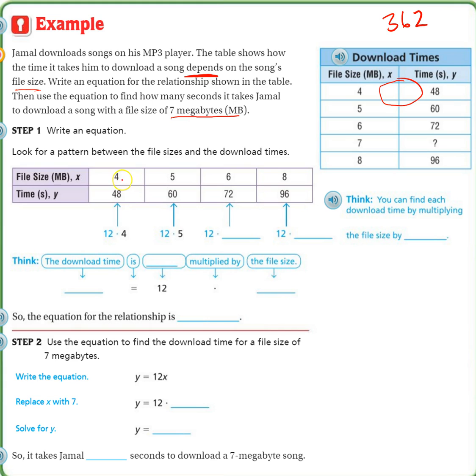And you'll see here, they took the 4 megabytes and multiplied it by 12 and saw that that would give you 48. Then they took the 5 megabytes and multiplied that by 12 and said, yep, that also will give you 60. So it seems to work there. If I do 12 times the 8 megabytes, I get 96. If I do the 6 megabytes times 12, I do get 72. So they're taking the file size and multiplying it by 12.